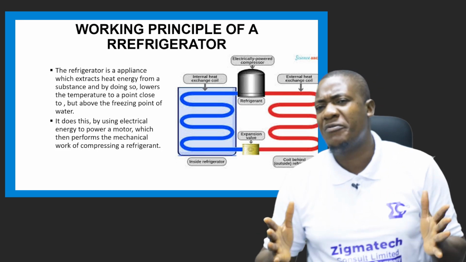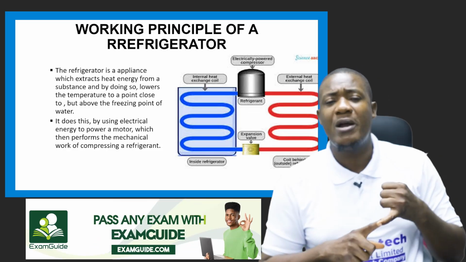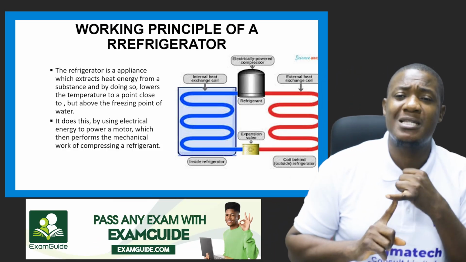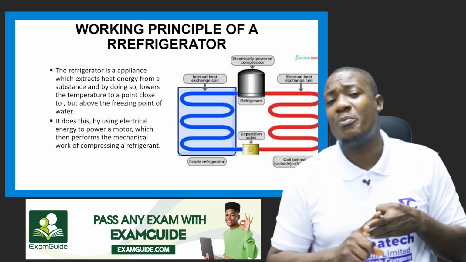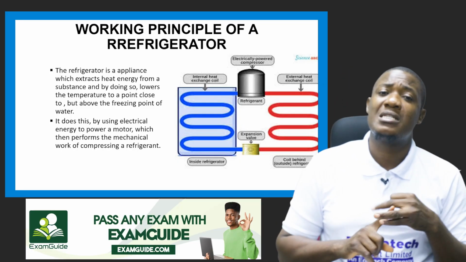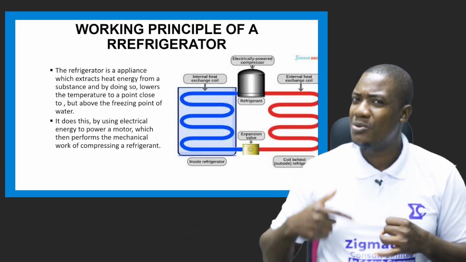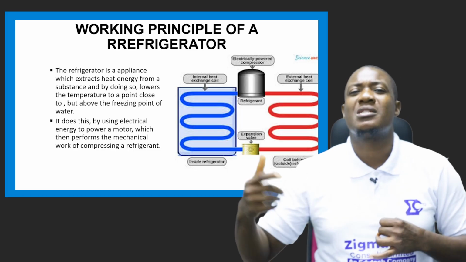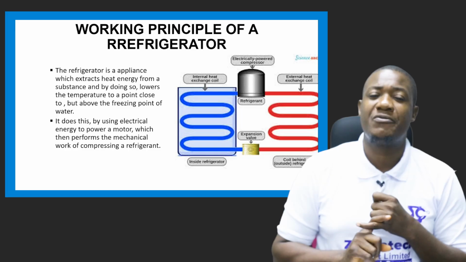Now, we have examples of these refrigerants. We can make use of Freon 12. Freon 12 is used as a refrigerant. Alcohol can be used as a refrigerant. Cyclopentane can also be used as a refrigerant. In your exams, you will encounter this thing I'm saying. One of these is used as a refrigerant. You see Freon. Freon is used as a refrigerant.